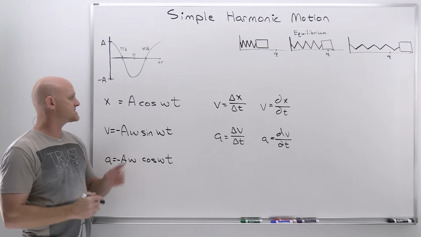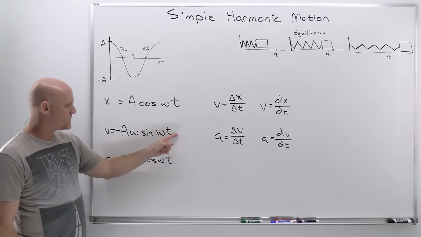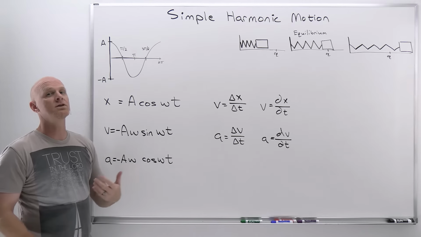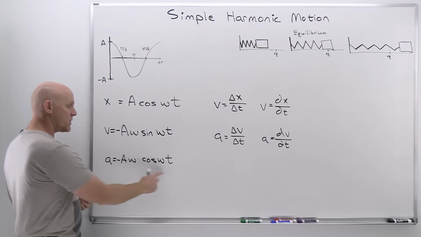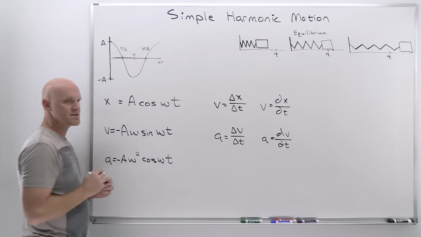But just like with the cosine we did above when we took the derivative, you also then have to multiply by the derivative of the inner function, omega t, which is simply omega. And so we're going to multiply the whole thing by another term of omega, which is why we end up with omega squared.